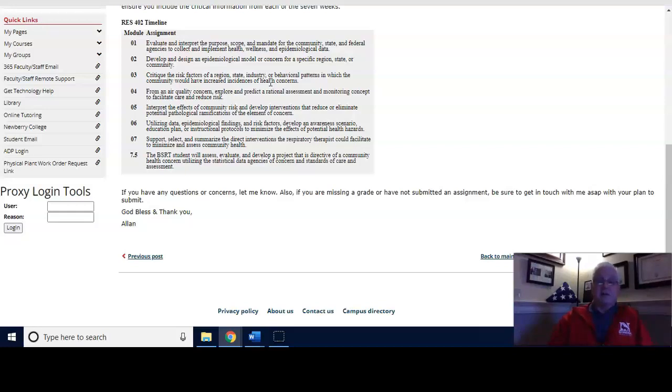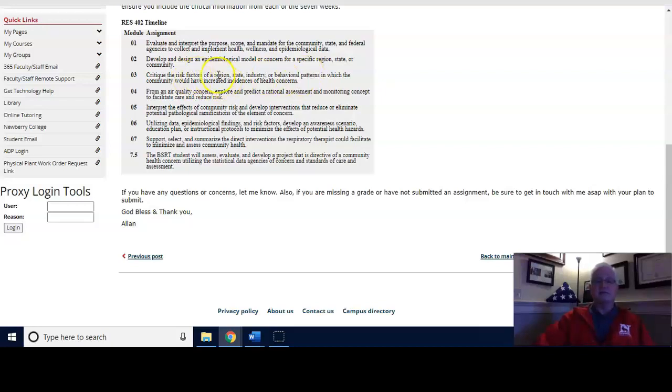You're then going to design this model specific to a region, state, or a community. Say it's the flu. Okay, each year we know we're going to have an outbreak of the flu. You could use COVID-19, but pick something that you've identified, hopefully associated with your chosen capstone project.